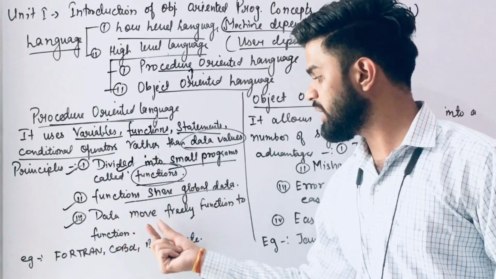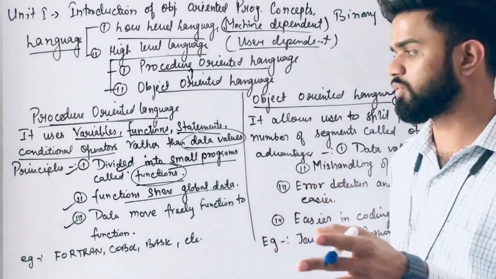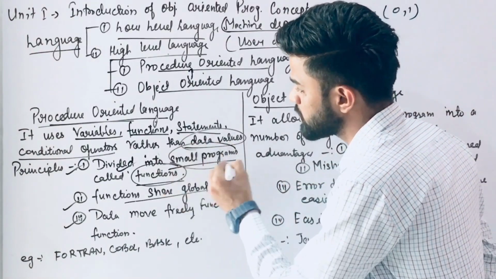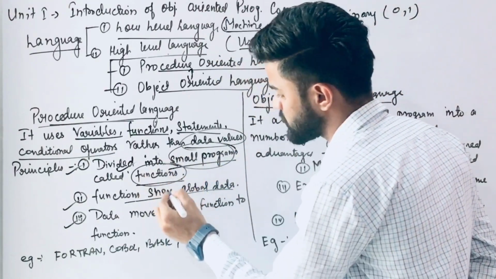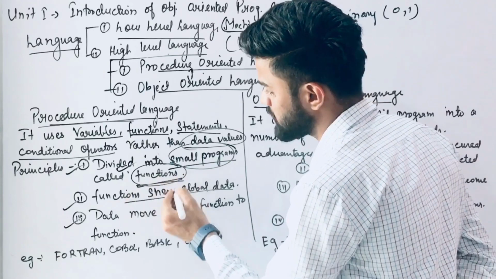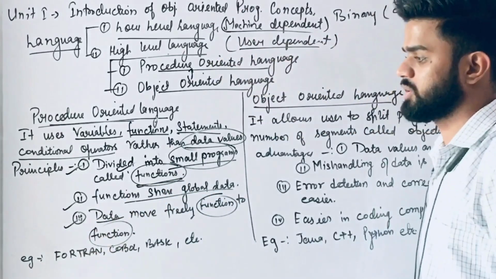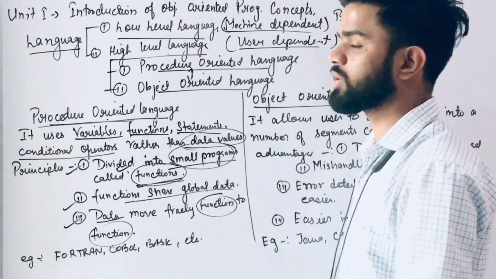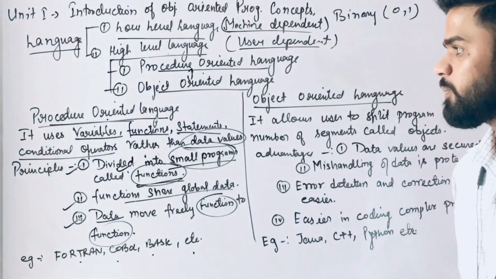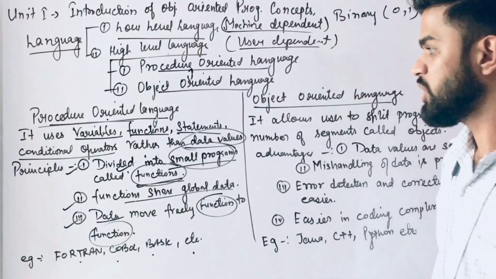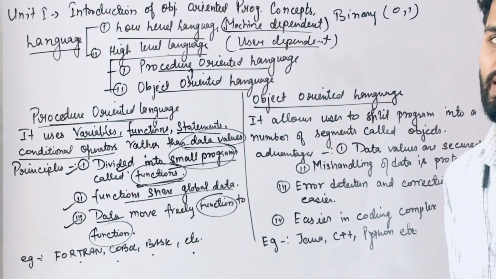Third, data moves freely from function to function. Means if you create many functions, function 1, function 2, function 3, because of creating small programs, these small programs known as functions share their data from one function to another function. Examples of procedure oriented language are Fortran, COBOL, BASIC. These are the basic things we need to understand about procedure oriented languages.